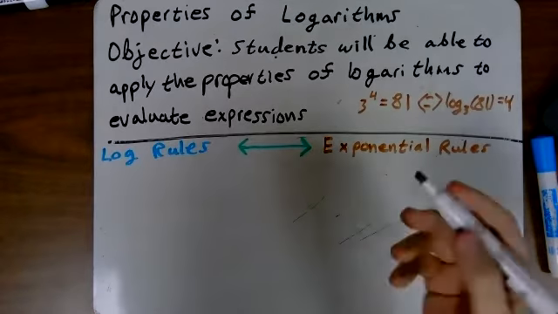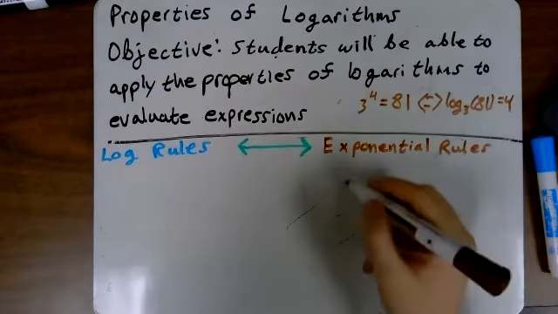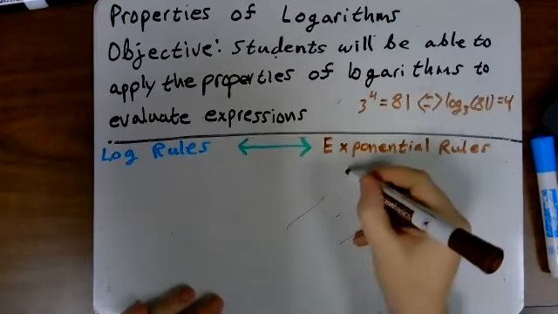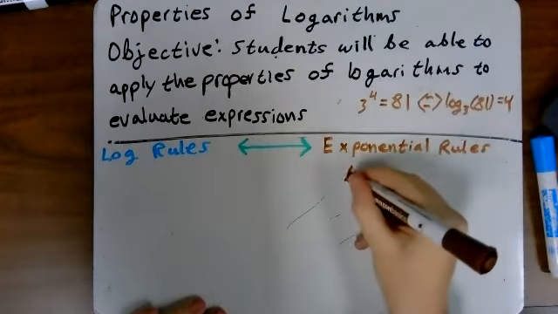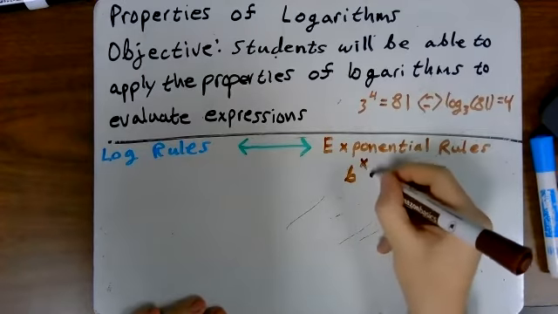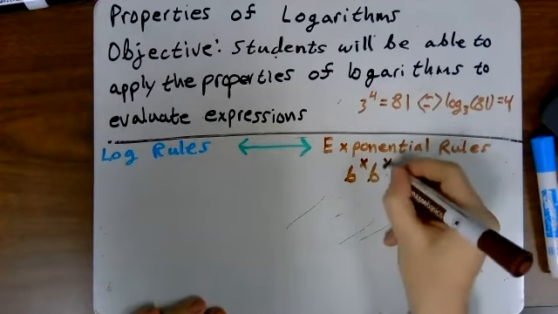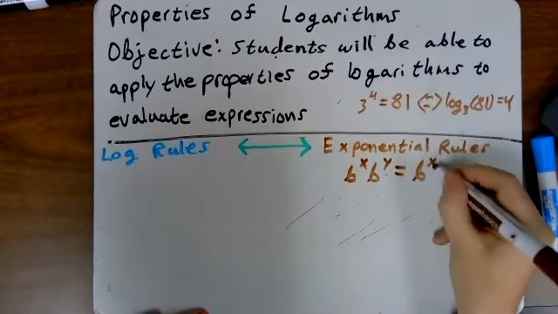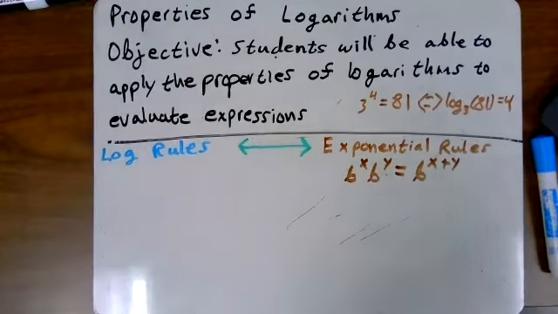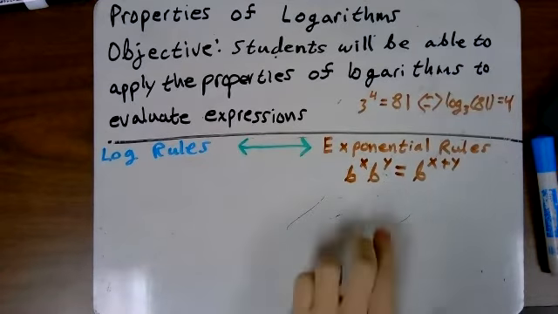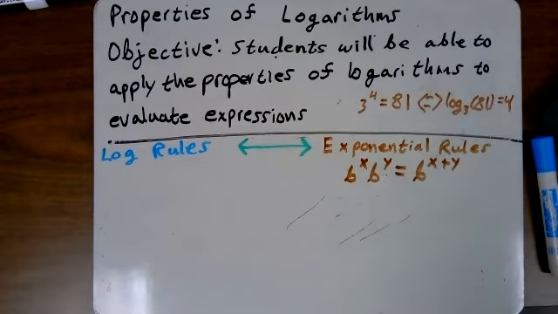So, what are the different exponential rules? Well, first, there's the product rule, which states that if you have b to the x times b to the y, you get b to the x plus y. X squared times x to the third power is x to the fifth. You add the exponents together.